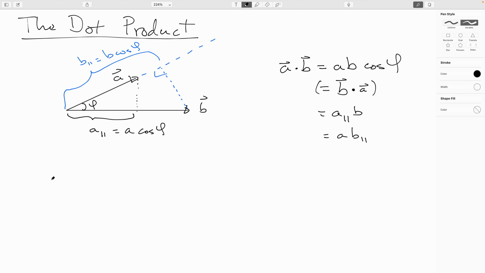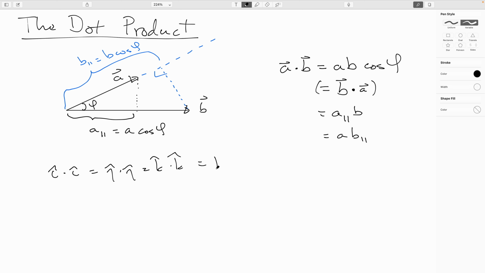Now, a handy thing to remember for the unit vectors is i hat dot i hat. These are two vectors of length 1, both pointing in the plus x direction. So the angle between them would be 0. So this would be equal to 1. By the same token, j hat dot j hat and k hat dot k hat will also return 1.